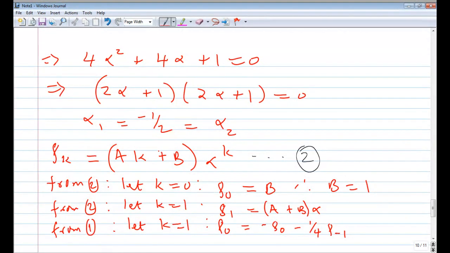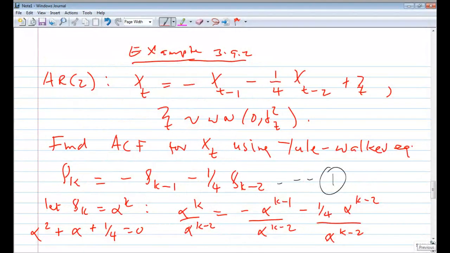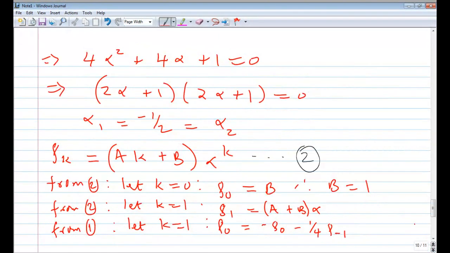Why do we have rho from equation 1? We let K to be 1. Then why do we have that? Isn't it supposed to be rho 1? Oh, yeah, you're right. That's very nice if you can see the mistake. Thank you very much. We're together. Here is one.